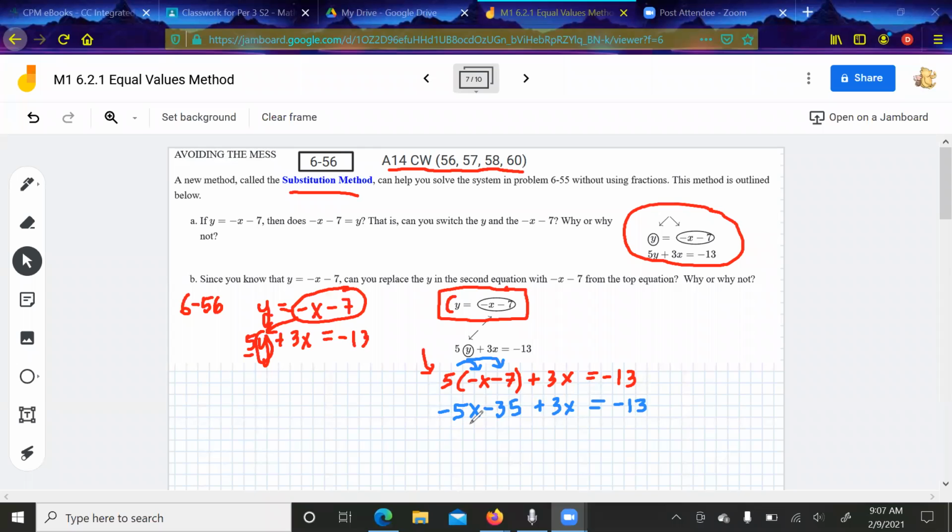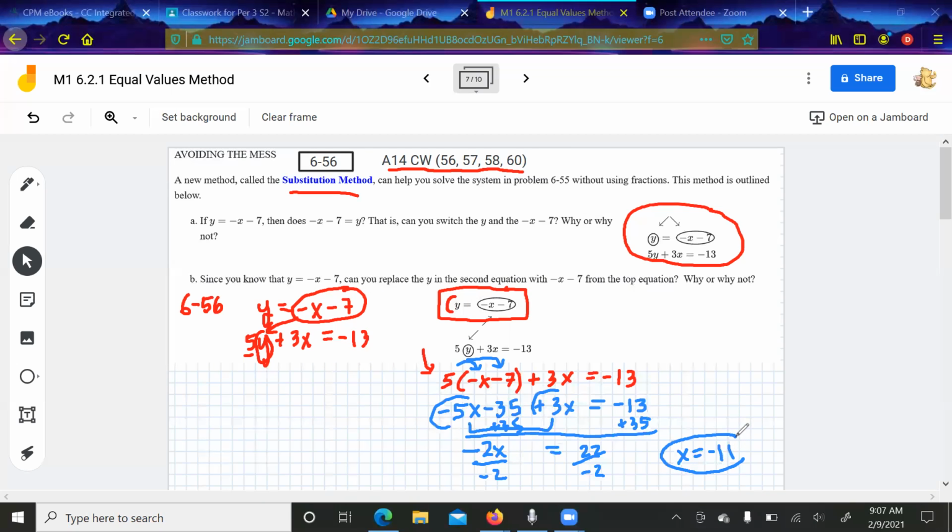So now we want to combine like terms. Negative 5x plus 3x, going to combine this one and that one. That gives me negative 2x. And let me go ahead and add the 35 over here and add the 35 over here. So I want to combine those like terms. And 35 minus 13 is 22. Then I'm going to divide by negative 2, and that gives me x equals negative 11.